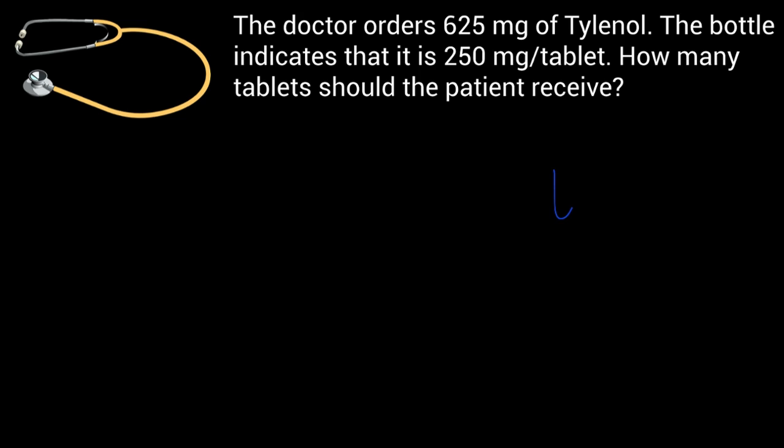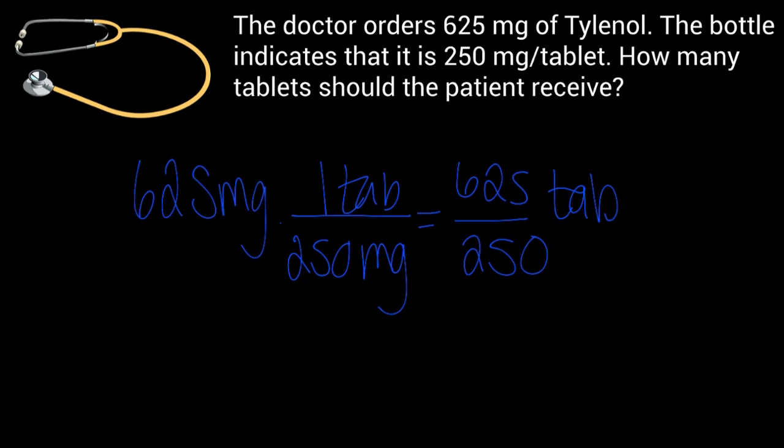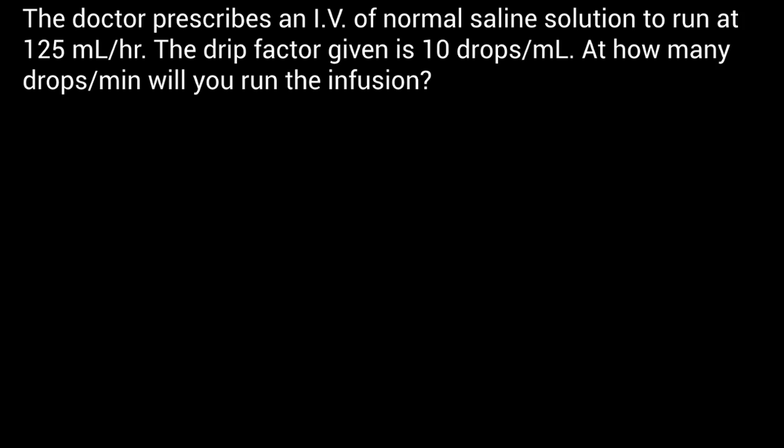Let's check your work. Start with the word tablets on the right side because we want to get to tablets. From the problem, we know that we need to administer 625 milligrams of Tylenol. So from there, I'm going to multiply that by 1 tablet over 250 milligrams. Multiply across the top and the bottom, 625 over 250, and then reduce, and if I simplify, I should get 2.5 tablets. Now let's see some problems that have multiple conversions.